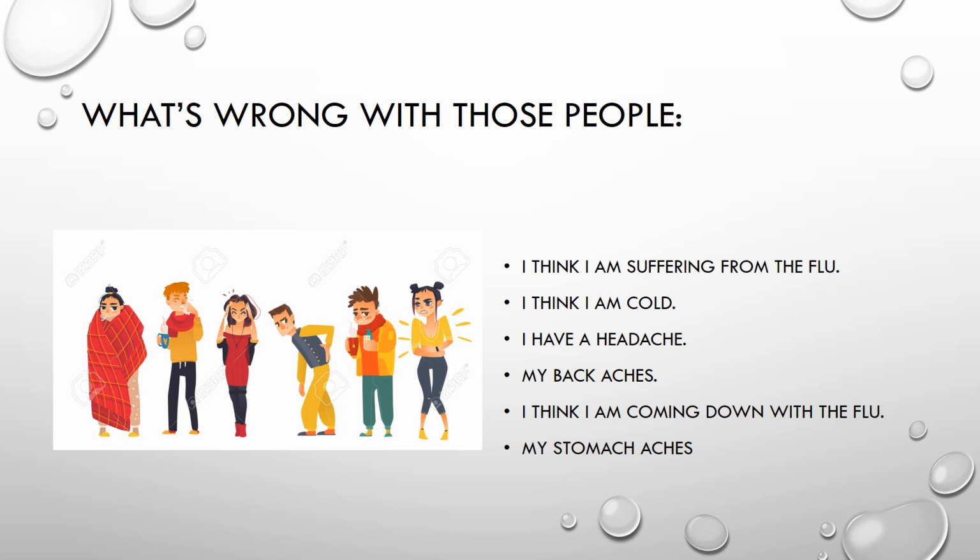The fifth figure is also with a cup of tea. You can notice the tea bag. You can notice that he's carrying some tablets, something to have as a medicine, etc. So we can also say that he is suffering from the flu, or he has something wrong with him. The last figure is a girl. She puts her hands on her stomach. It appears that she has something wrong. We can say my stomach aches. We can say I have a terrible pain in my stomach. Okay?